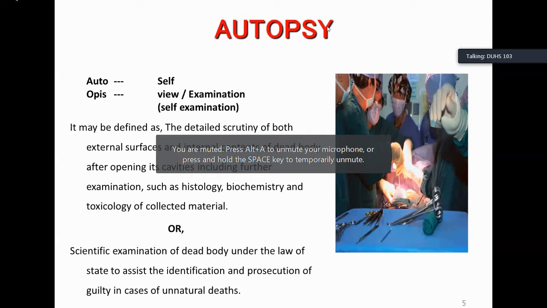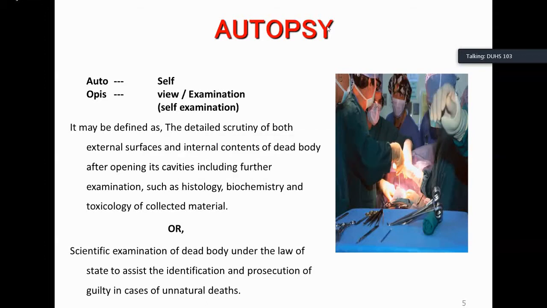Okay. So basically what the autopsy is, auto means self and opsis means to view. So it means self-examination, to view or to examine by oneself. It may be defined as the detailed scrutiny of both external surface and internal content of the dead body after opening its cavities, including further examination such as histology, biochemistry, and toxicological collection of the materials from the body. Like, we will send the tissues for histological study. We take any kind of fluid or tissues for biochemistry and toxicological analysis to rule out the cause of the death.